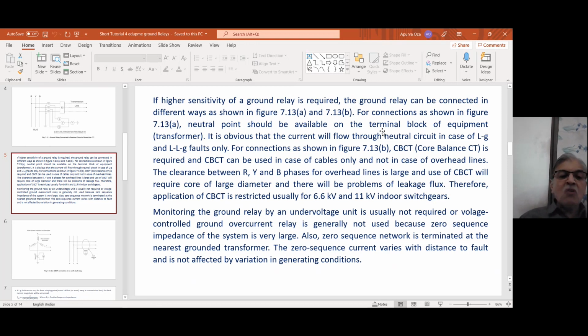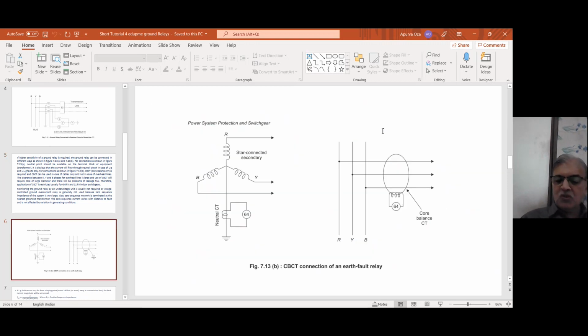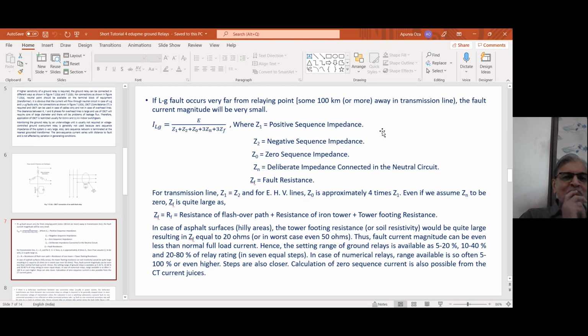So ground relays usually do not have the voltage controlled feature, or rather voltage controlled overcurrent relays need not be used, and the fault current is purely dependent on distance to fault. It has nothing to do with, or rather it has very little to do with, the source impedance. It is very less affected by the source impedance. Therefore, this is done. So these are the two ways in which you can connect.